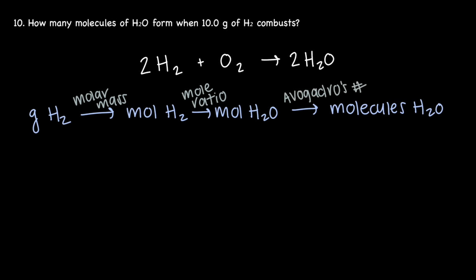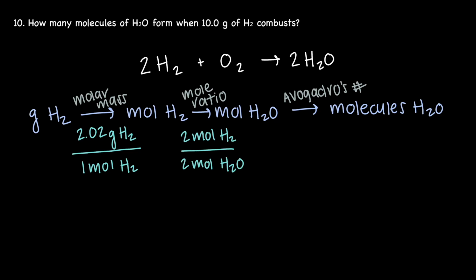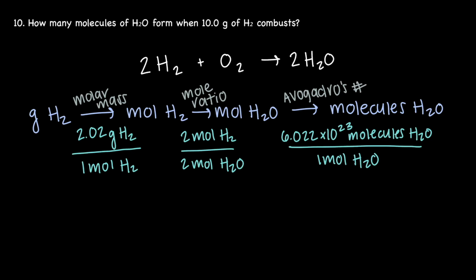The molar mass of H₂ is 2.02 grams of H₂ for every 1 mole of H₂. From the coefficients, 2H₂ makes 2H₂O, so the mole ratio is 2 moles of H₂ for every 2 moles of H₂O. Avogadro's number is 6.022 times 10 to the 23rd molecules for every 1 mole.